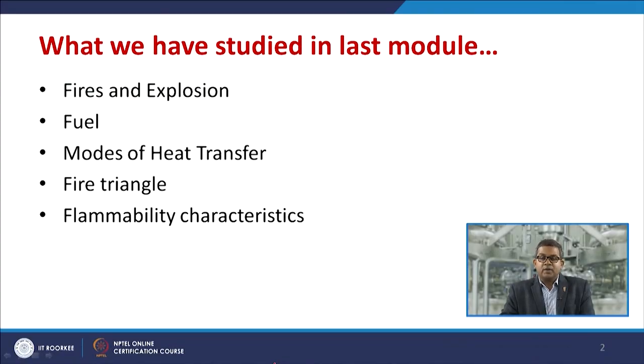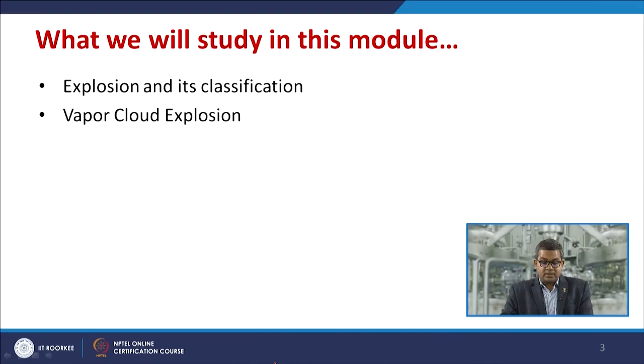Welcome to the third module of Fire and Explosion. Up till now, we have studied in different modules about fire and explosion, different types of fuels, and the different modes of heat transfer through which fire can propagate. We have discussed the fire triangle and different flammability characteristics. Now, in this particular module, we will study explosion and its character classification, vapor cloud explosion.